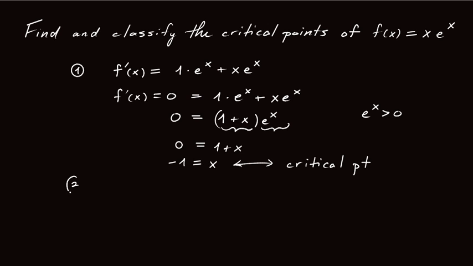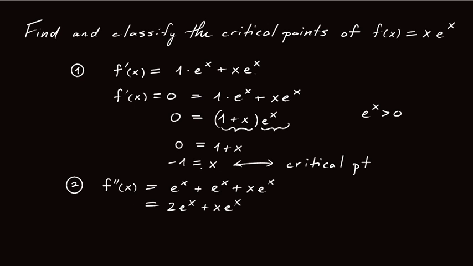Now I want to determine, is that a local max, a local min, or maybe neither? To do that, I'm going to take the second derivative and check for concavity. The second derivative is obtained by taking the derivative of the first derivative. The derivative of e to the x is simply e to the x. The derivative of x times e to the x, well, I just did that. I have e to the x plus x times e to the x. And I can simplify this a little by writing 2 times e to the x, I have 2 of them, plus x times e to the x.